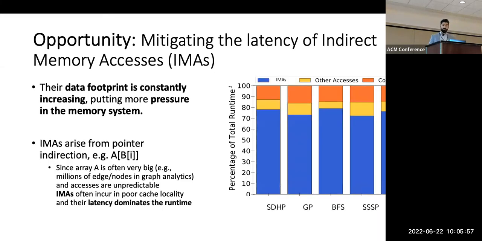These applications are very important for data analytics, as the data footprint is constantly increasing, putting more pressure on the memory system. These workloads contain indirect memory accesses that arise from pointer indirection, like A of B of I. Since array A is in the order of billions of data points, IMAs incur poor cache locality, and their latency dominates the runtime, as we can see in the figure on the right.